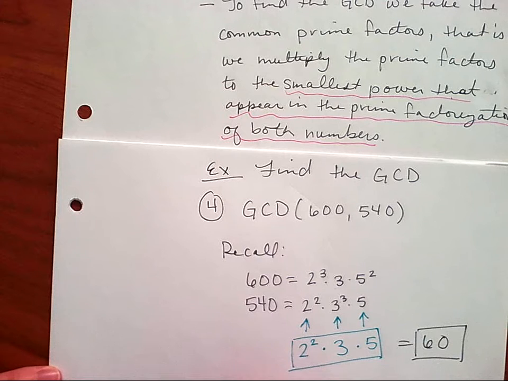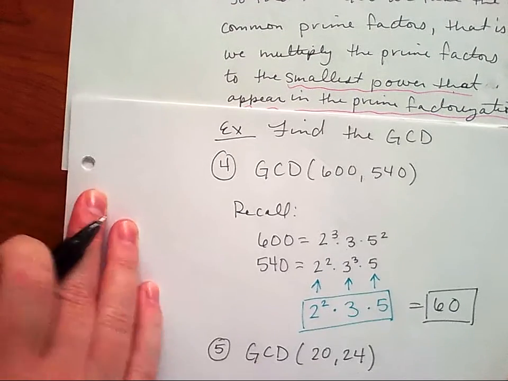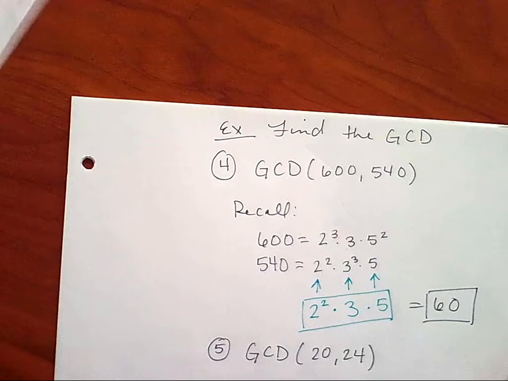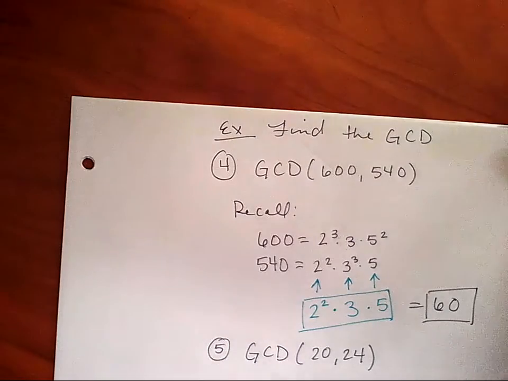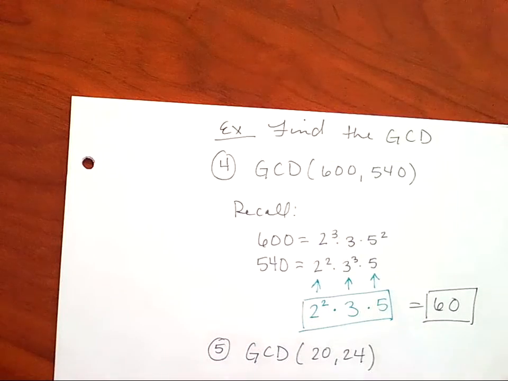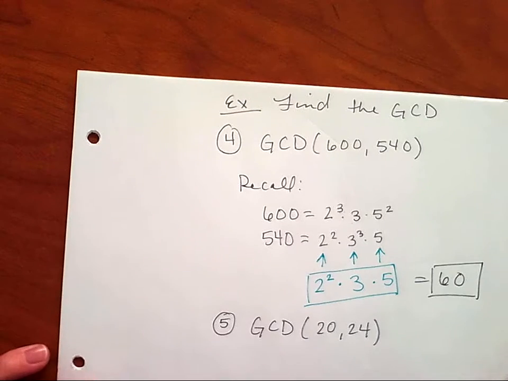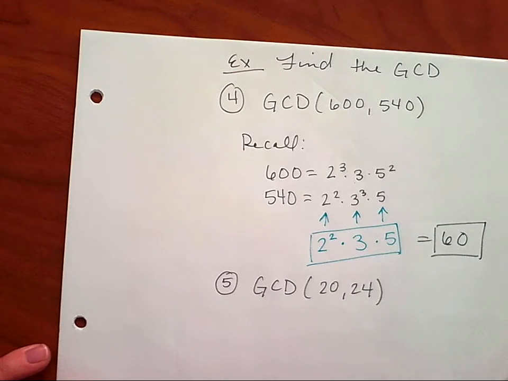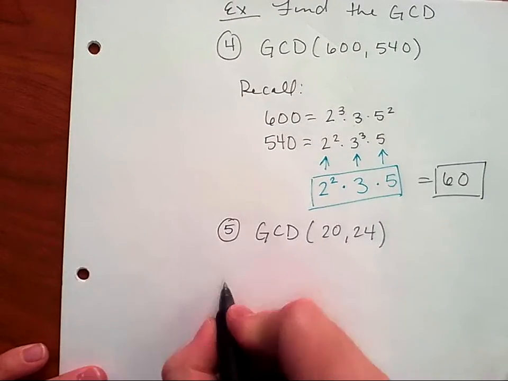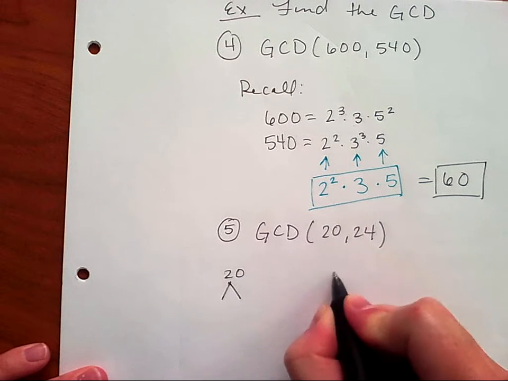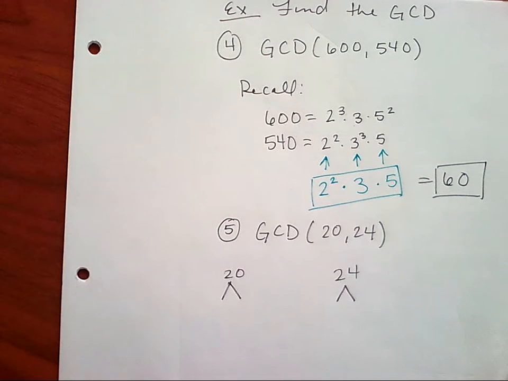Okay, let's do another example. Number 5, GCD of 20 and 24. We didn't factor these ones yet, right? So the first thing we need to do is write down the prime factorization of both of them. So 20, make a little factor tree, and 24, make a little factor tree. Write down the prime factorization of 20 and the prime factorization of 24.